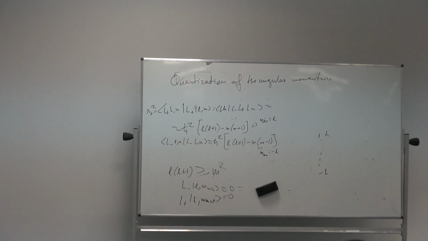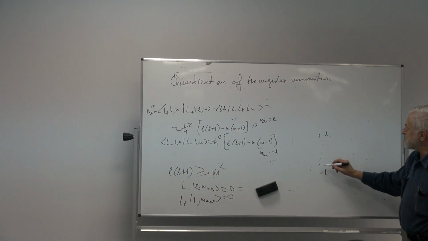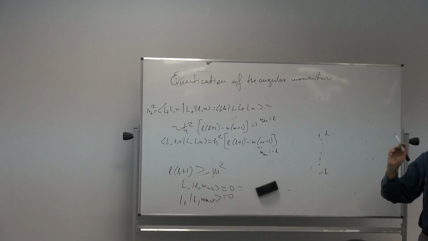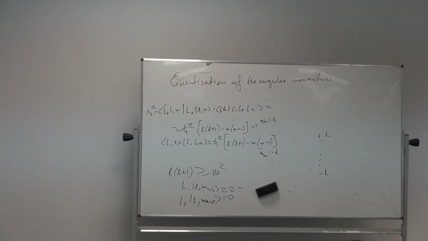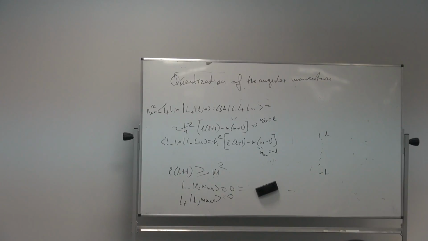Now, of course, the famous miracle of spin pops up. Why? Because in order to satisfy this condition that from minus L to plus L there is an integer number of units, it does not follow that L itself must be integer. Of course, if it is, sure. But also, if L is half integer, there is this integer number of steps from bottom to the top.